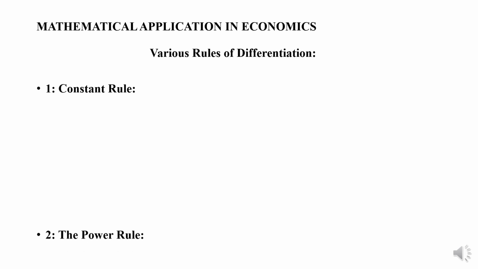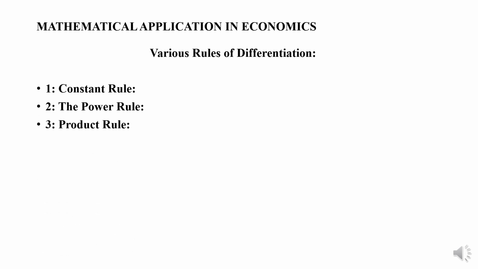In today's lecture, we will do the mathematical application in economics. There are various rules of differentiation that are used in economics as well. The first one is the constant rule, the second one is the power rule, the third one is the product rule, and the fourth one is the quotient rule. These are the most important, which are used in economics. We will try to understand all these with the help of examples. The first one is the constant rule.